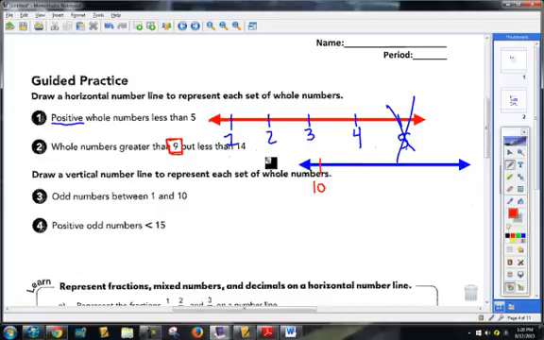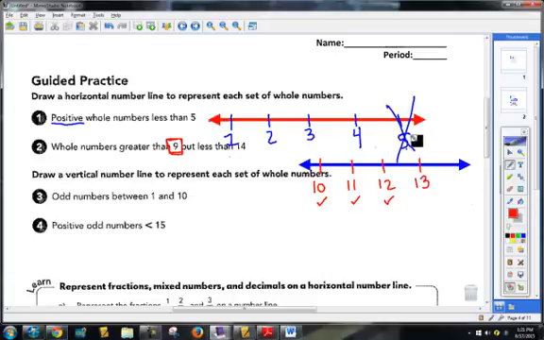Okay, but it has to be less than 14. So is 10 greater than 9? Yes. Is it less than 14? Yes. Now let's go to 11. Yes, it's greater than 9. Yes, it's less than 14. Let's go to 12. Still good. Let's go to 13. Still good.